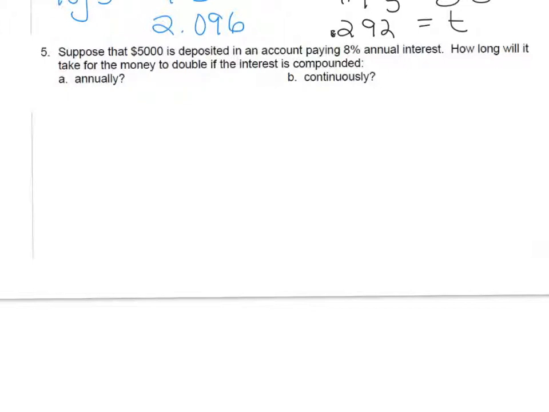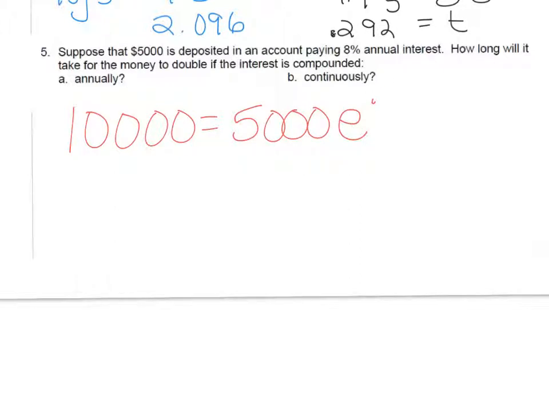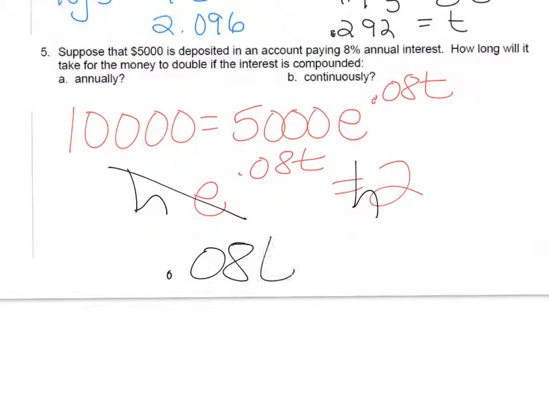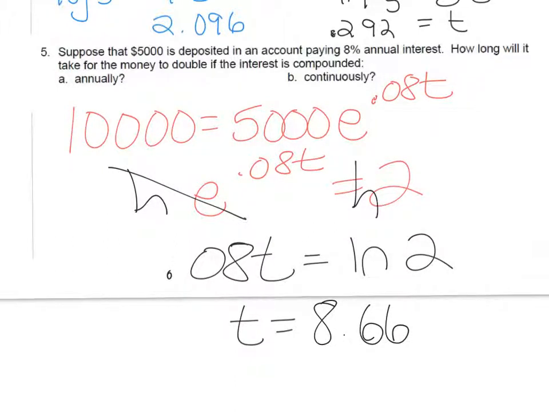So for compounding continuously, we want it to double: e to the 0.08t. We'll divide both sides by 5,000. Let me write my e on the left just because it looks nicer to me. And I'm going to do the same thing. I'm going to ln both sides. And now the exponent can come to the coefficient, or the ln of e leaves us with just the exponent. And then we'll divide both sides by 0.08. And we should get 8.66 years.